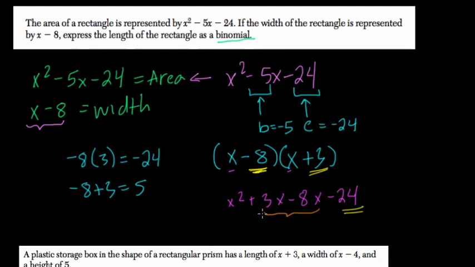And these two numbers have to add to negative 5, because here when you simplify, you'll be adding them, and you get negative 5x. Right? So this does work. The answer for the length is right here, x plus 3.